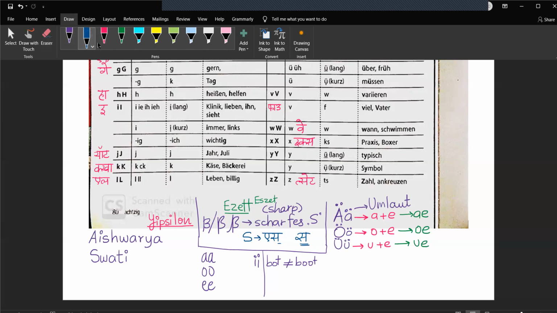Second thing is about the pronunciation of H. That is, if there is a vowel before H, then the H is as good as silent. We will not pronounce the H at all. The H will be silent.